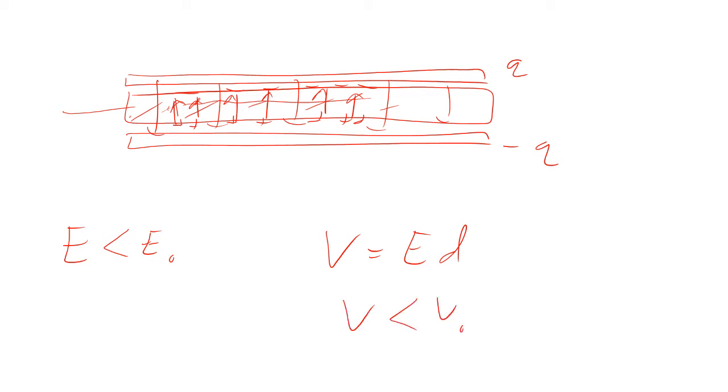Well, capacitance is Q over V. So less of a voltage for the same charge means an increase in capacitance. So now the capacitance is going to be greater than it originally was. And so by sticking the dielectric in there, what you've done is you've increased the capacitance.